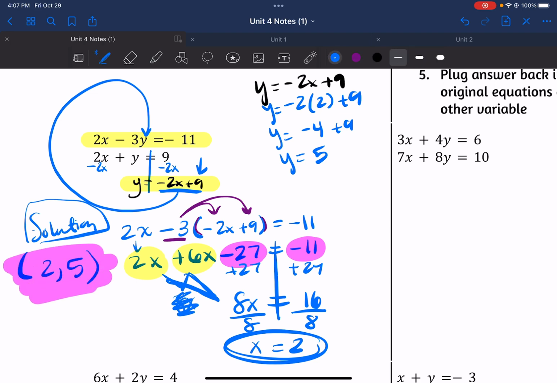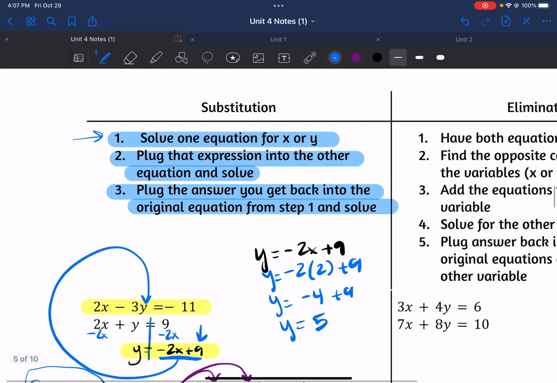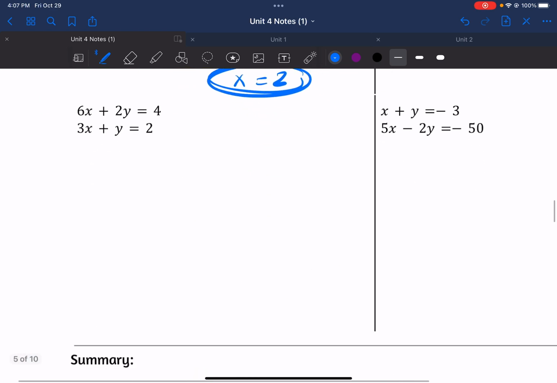So we'll do one more example real quick. Actually, I would encourage you guys to pause the video. You try it yourself, and then play the video to check your work. All right, so here we go. Step 1, make sure that we solve one equation for x or y. So let's go up here.